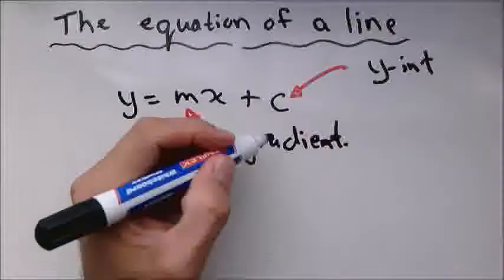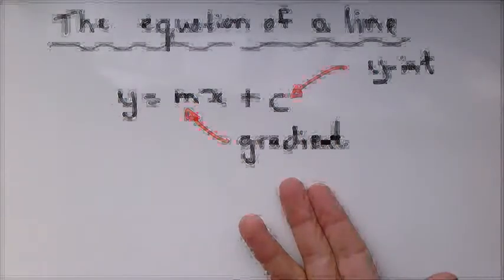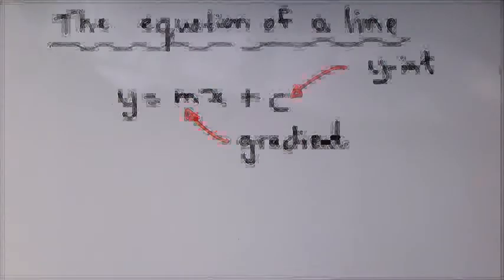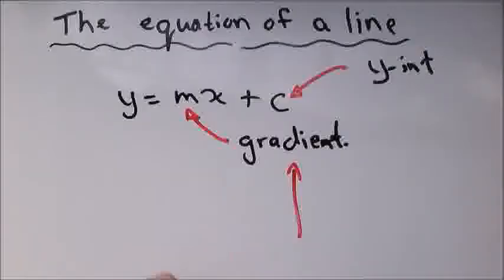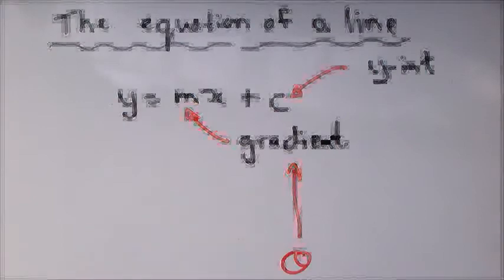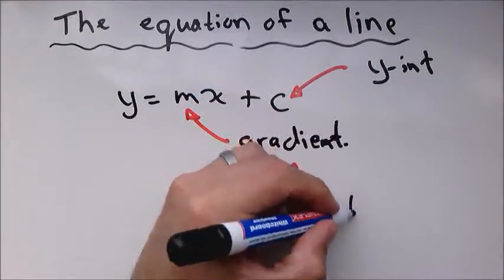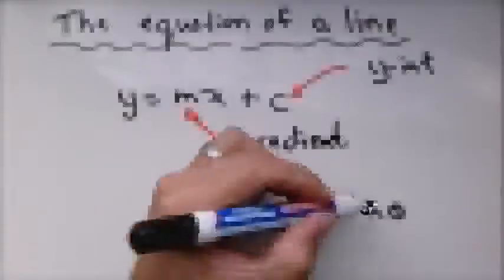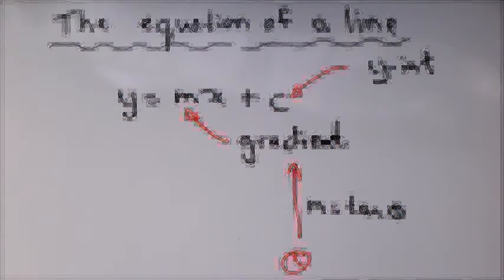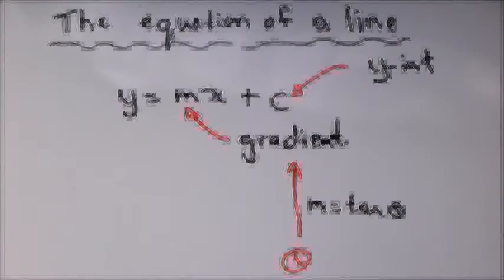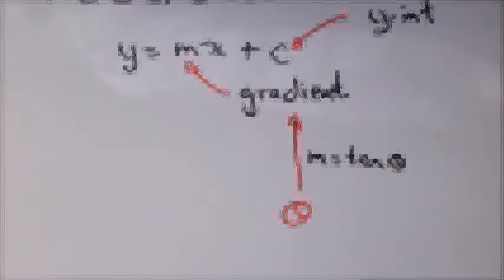So let's talk about the gradient first. If the gradient is given, it's easy. You just substitute it into the equation. If the gradient is not given, but you have the inclination, then you can get to the gradient by understanding that the gradient is equal to tan of the inclination angle. Just make sure your calculator is on degrees and not on rad or grad. Okay, so this is the one way we can get to the gradient.